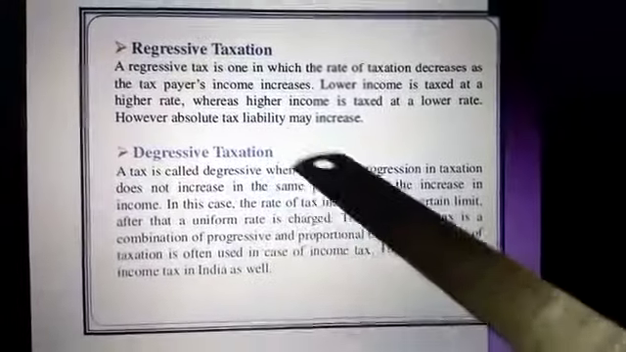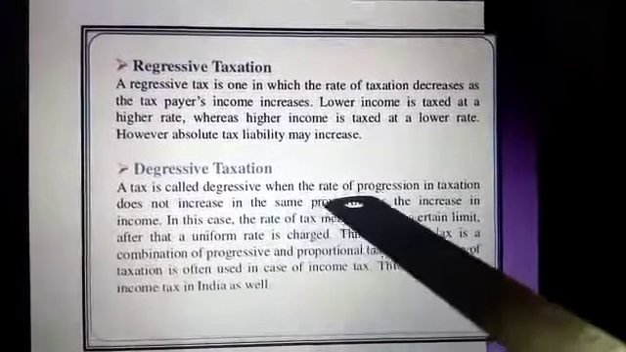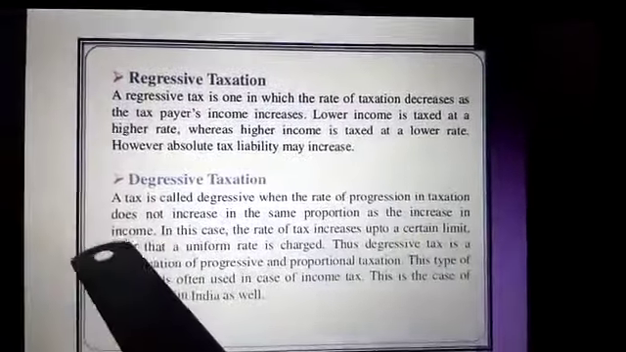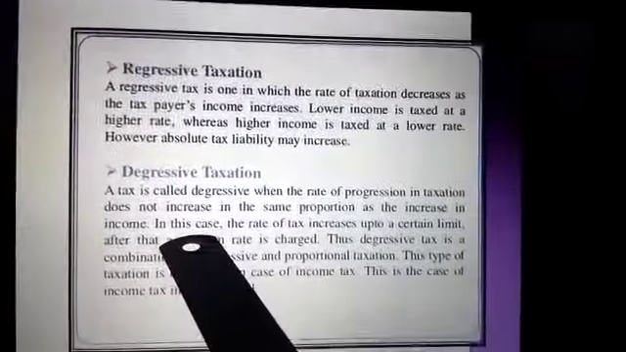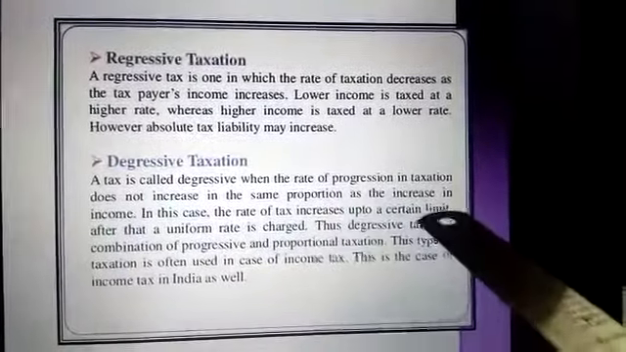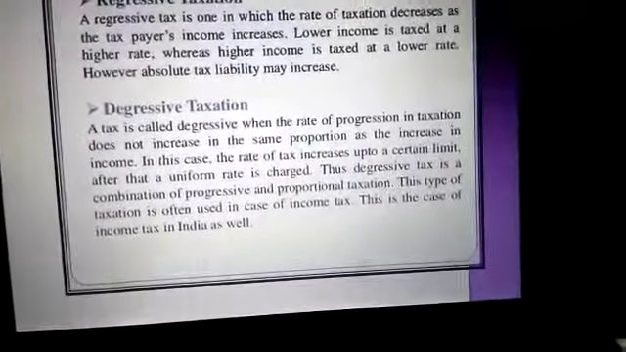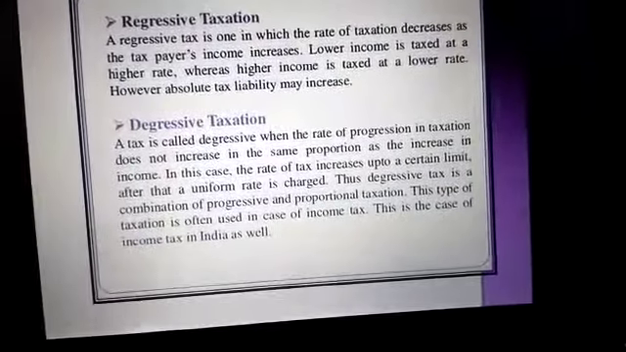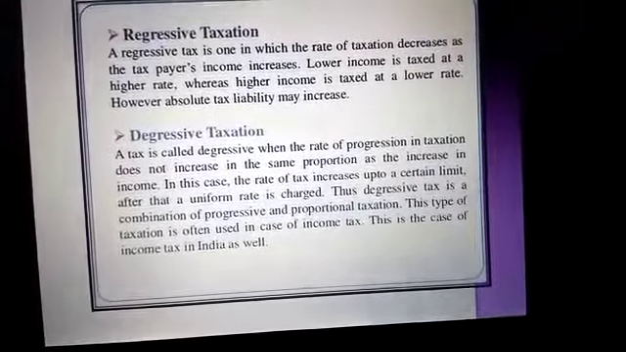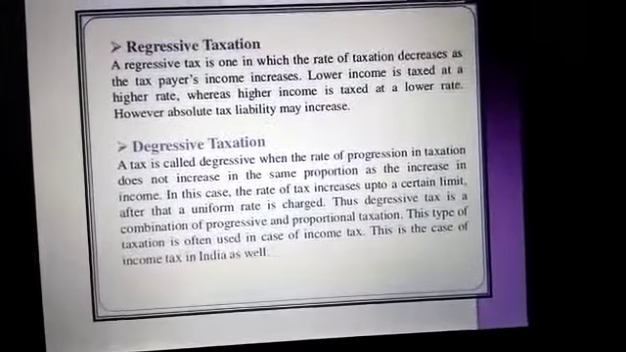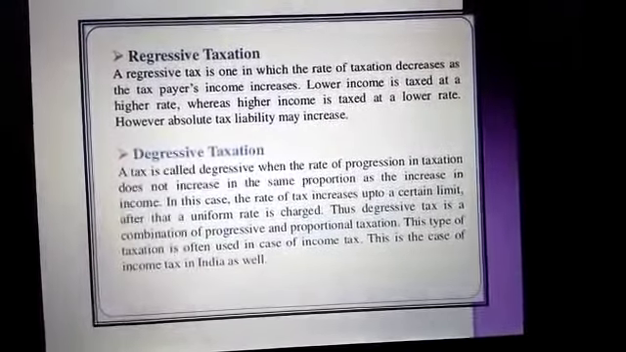Digressive taxation means the rate of progression in taxation does not increase in the same proportion as an increase in the income. Okay. Focus on the next sentence. In this case, the rate of tax increases up to a certain limit. After that, it remains uniform. For example, a person earning 5 lakh pays 10%. 6 lakh pays 20%. 7 lakh 30%. Anyone earning above 8 lakh, say 8 lakh, 9 lakh, 10 lakh, 12 lakhs, 15 lakhs, 20 lakhs, 25 lakhs, etc. pays 35%.